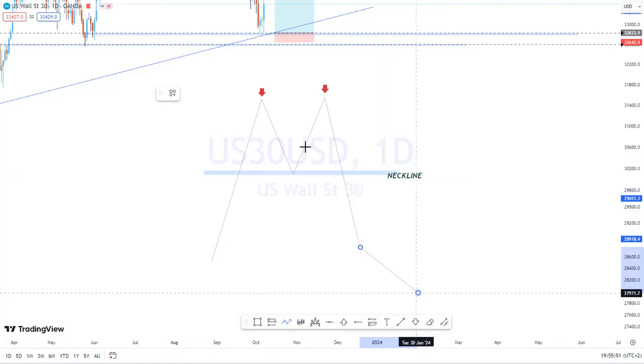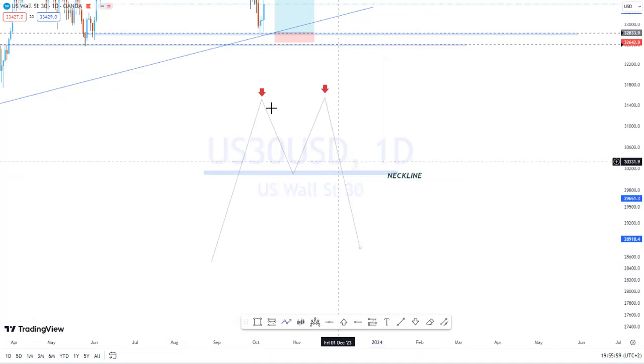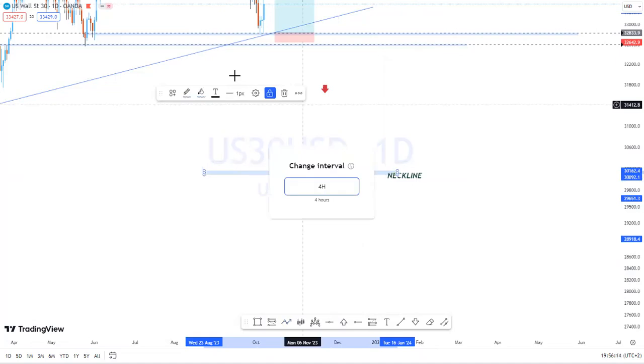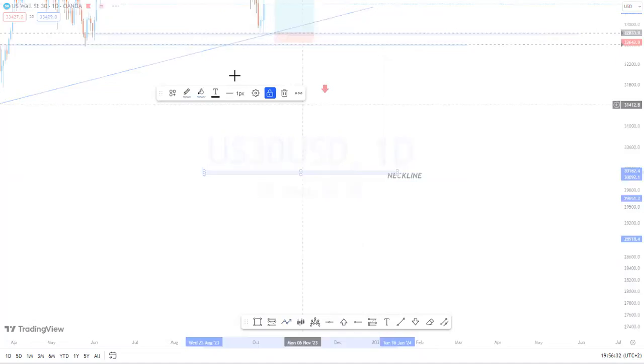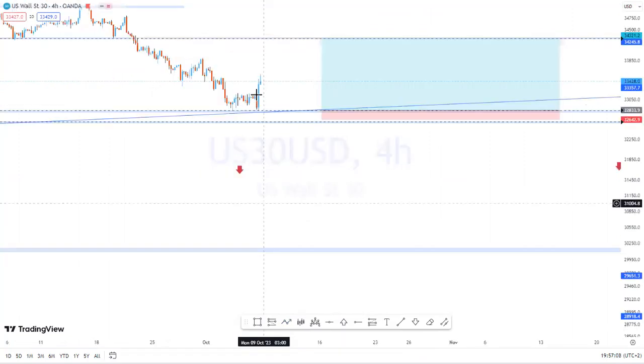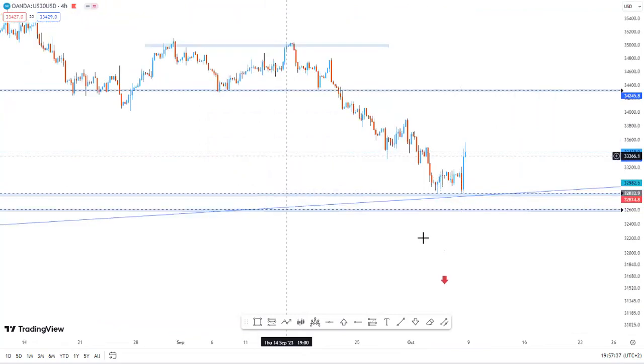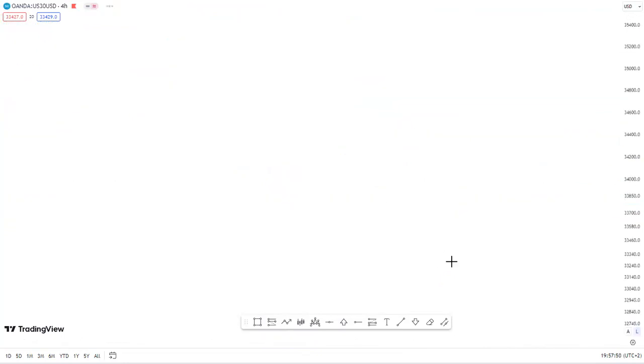So guys, I want to show you something which is happening on the market right now that you may not see. Move on to the 4 hour time frame. Let me zoom out. Then to continue pushing further below, we need to test our neckline.